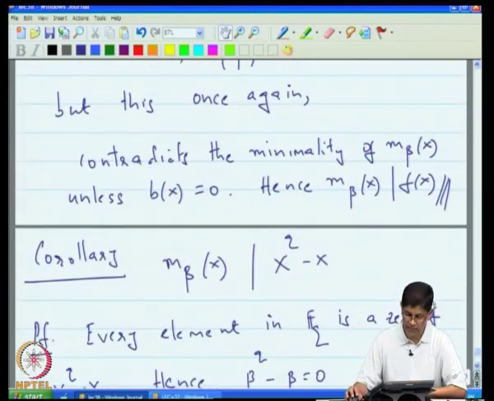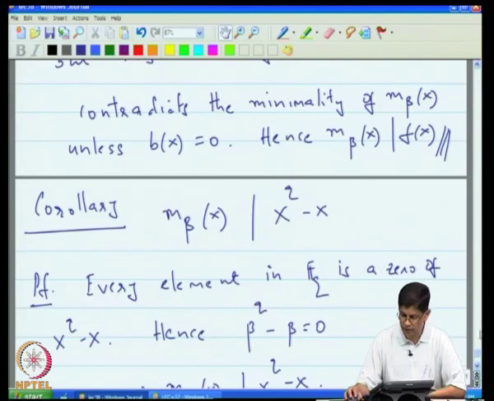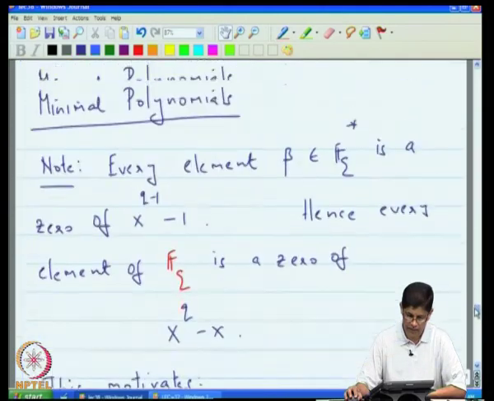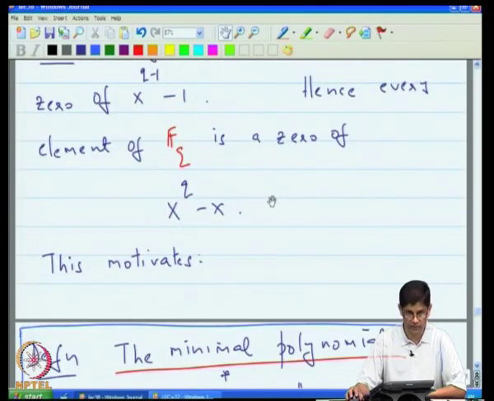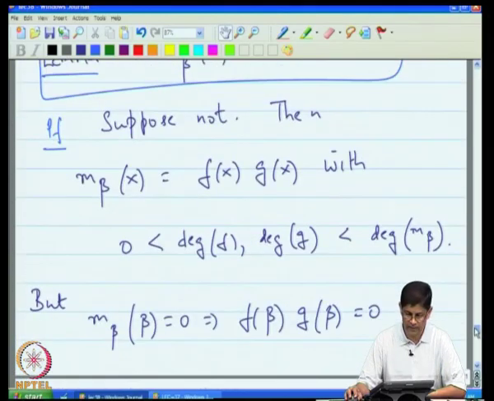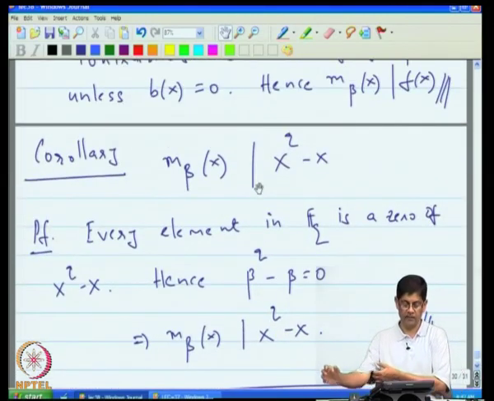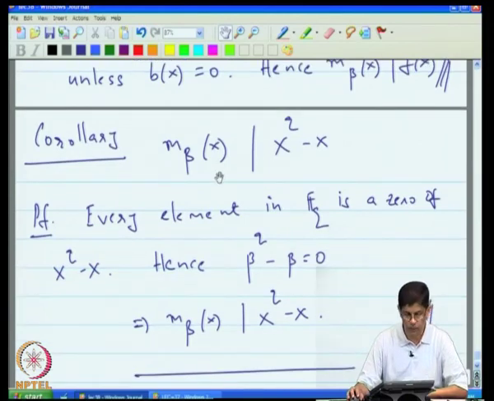We will put this claim to use right away, because we already know that every non-zero element is a 0 of x to the q minus x. Just a few minutes ago we dwelt on this, that every element of the finite field is a 0 of x to the q minus x. But we have just proven that the only way that can happen is if the minimal polynomial divides x to the q minus x. So, what that means is that we have shown that the minimal polynomial of every element in the finite field divides x to the q minus x.